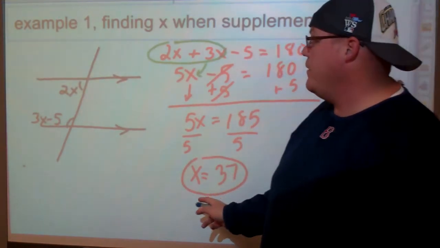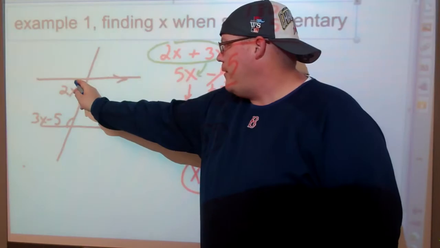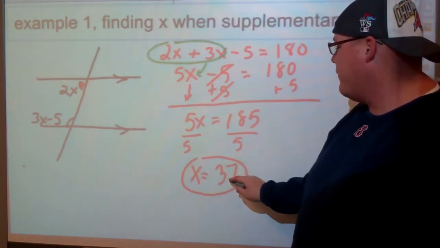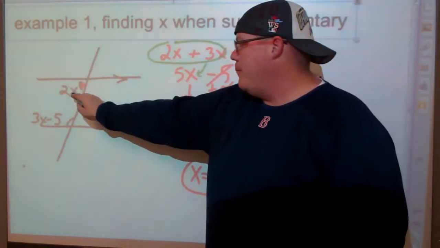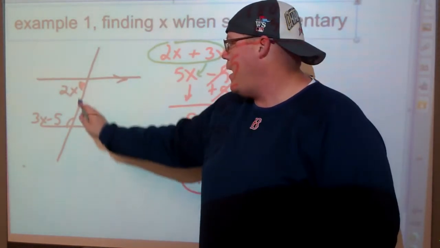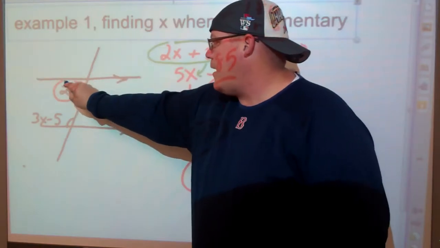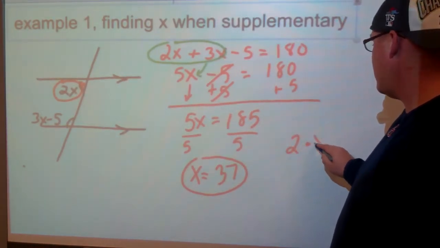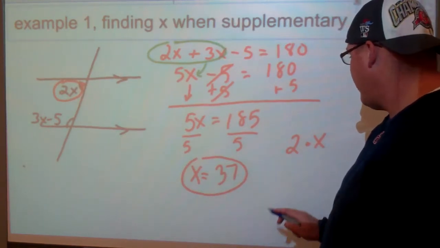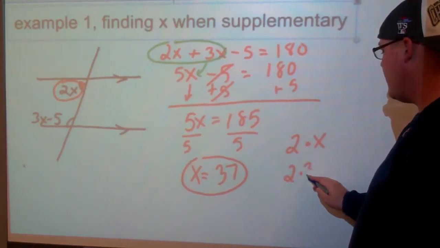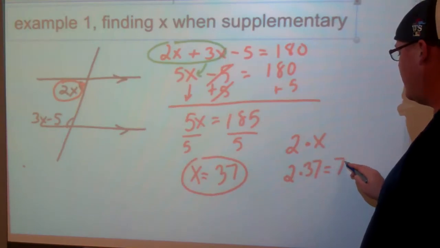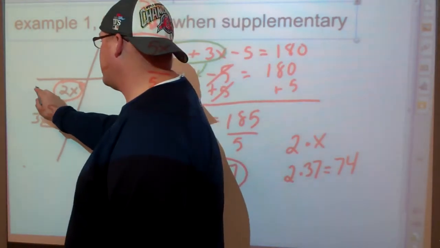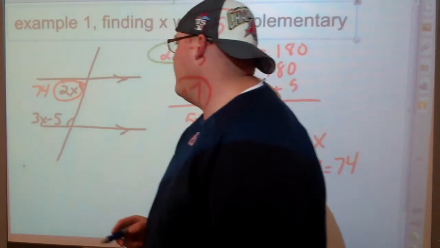Now, if they ask me to find this angle, I'm going to have to take the value of x, 37, and input it for x into the angle. If I'm finding this angle, it would be 2 times x. I know x is 37, so 2 times 37 equals 74. So the value of this angle when x is 37 is 74.